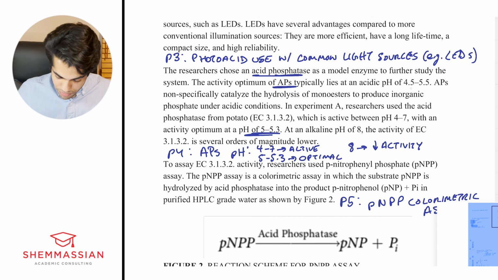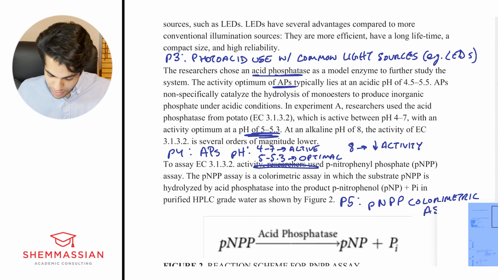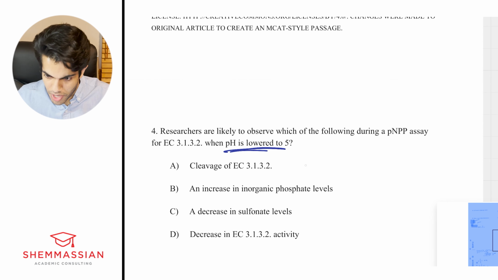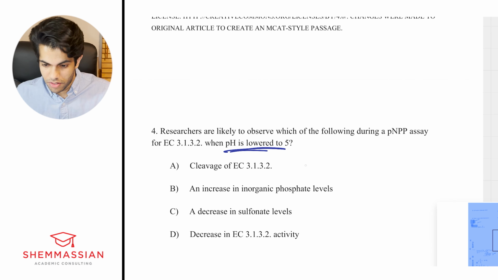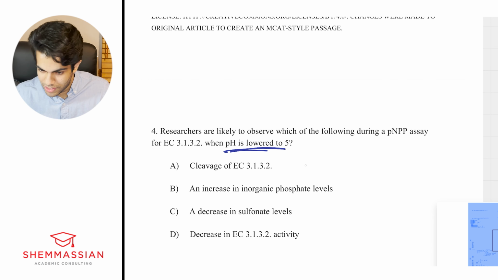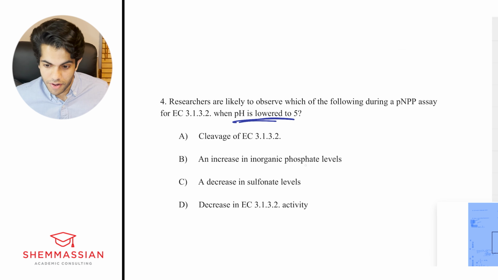So that means what's happened here is that we've lowered the pH to the optimal activity, the pH which allows the optimal activity. So if we have optimal activity occurring, then most likely there's going to be more activity. So right off the bat, we can go ahead and eliminate D, because there wouldn't be a decrease in the activity, because we're now at the optimal pH for the activity of EC 3.1.3.2.